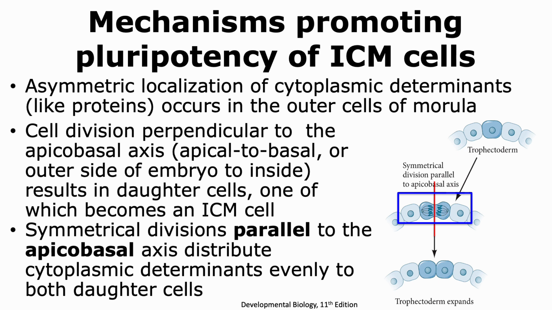When such cell division occurs, you end up with two daughter cells, but neither of these cells will be the inner cell mass. Both of them will end up being trophectoderm cells, and this is a way in which we can expand the trophectoderm that is present in the embryo.